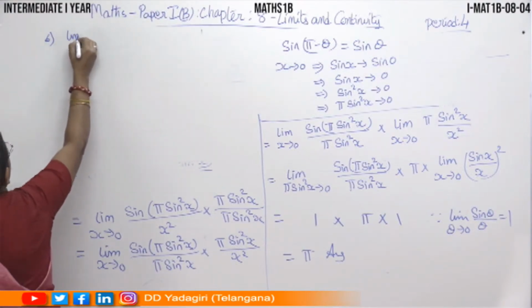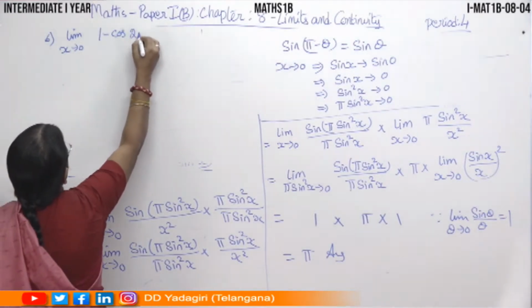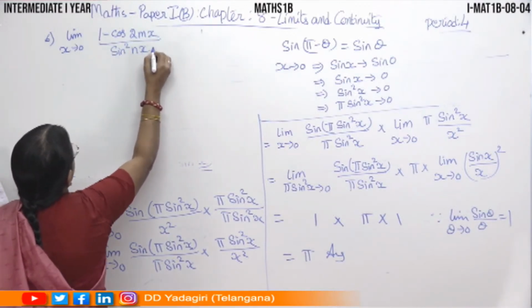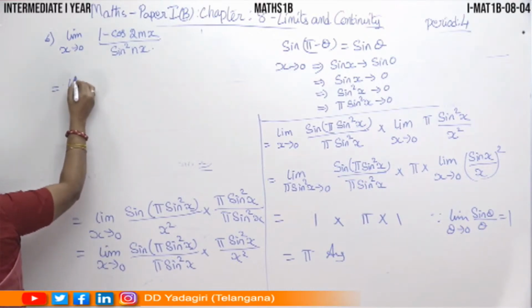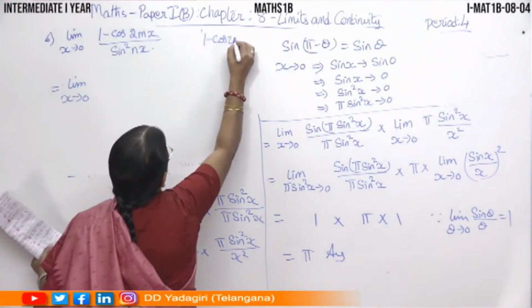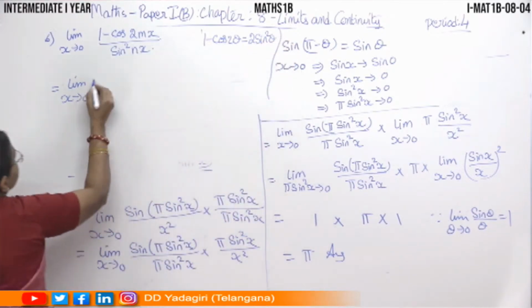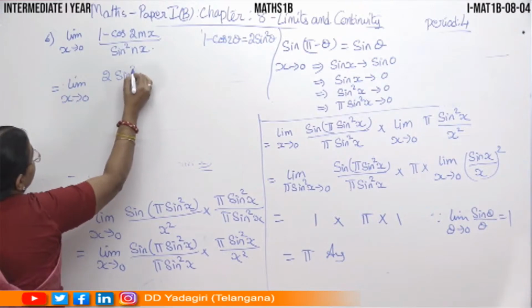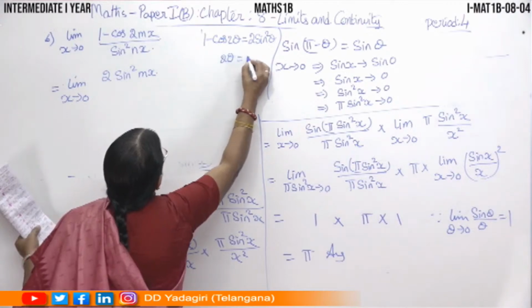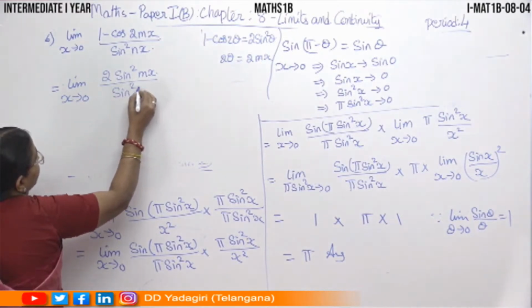The limit x tending to 0 of 1 minus cos 2mx by sin square of nx. Here we have the formula: 1 minus cos 2 theta is 2 sin square theta. This is the formula in trigonometry. So this we will write as 2 sin square mx. Our 2 theta is 2mx, so theta is mx. Divided by sin square of nx.